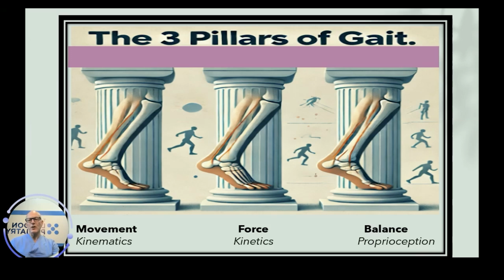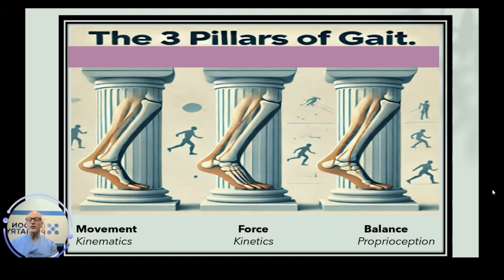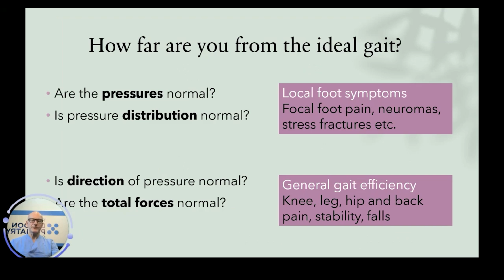So the three things we look at in that respect are the three pillars of gait. We look at movement, we look at force, and we look at balance. Movement we can measure with our specialist 3D systems or with our gait facilities, and force we can measure by putting sensors inside the shoe or using a mat system that will allow us to measure pressures and force in a very sophisticated way. Balance, again, we use a mat system to actually facilitate and measure balance.